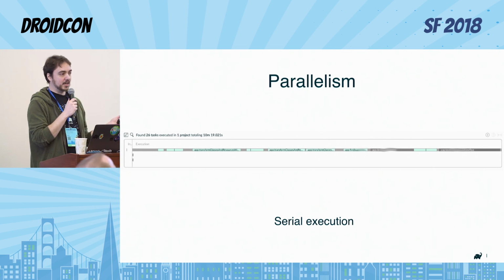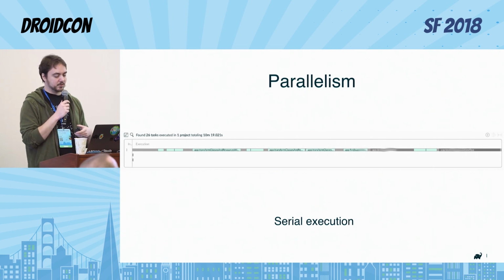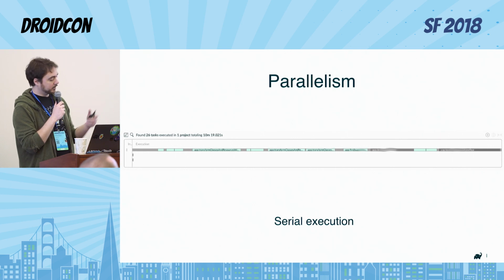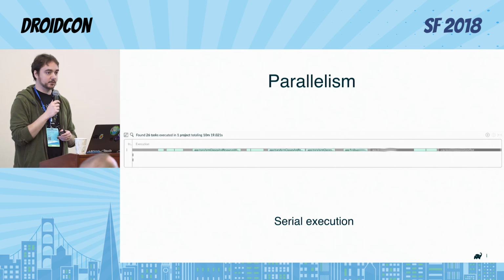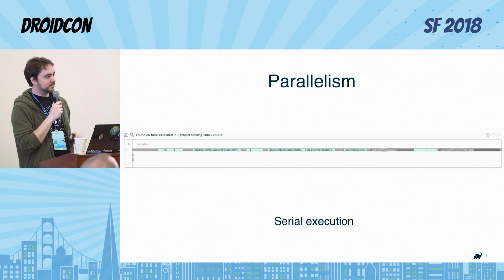This is what you'll see in a build scan if parallel is not enabled, or if you have just one app module. In this build, task names have been redacted to protect the guilty. What we see here is a highly linear build where practically all the tasks are run in series. And this is a major red flag.